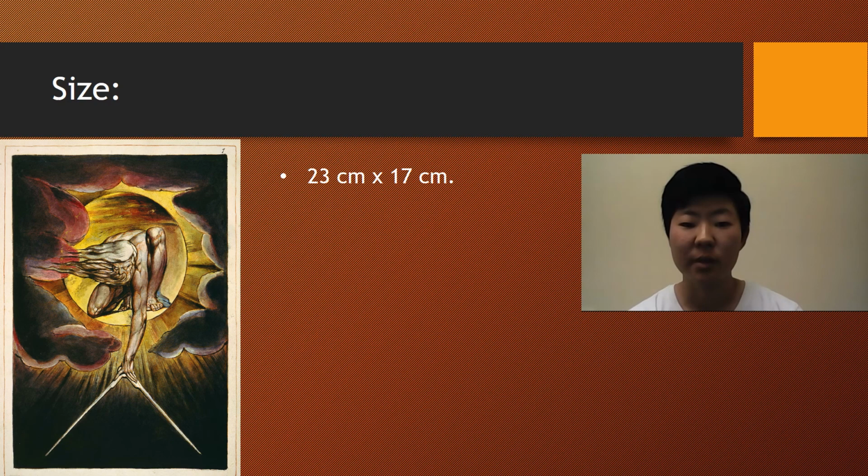The size of the original painting of the Ancient of Days in absolute measure is 23 centimeters by 17 centimeters. The old man is comparable to the sun behind him. Because of this, we can assume that the man was made gigantic in size to signify how great and powerful he is.